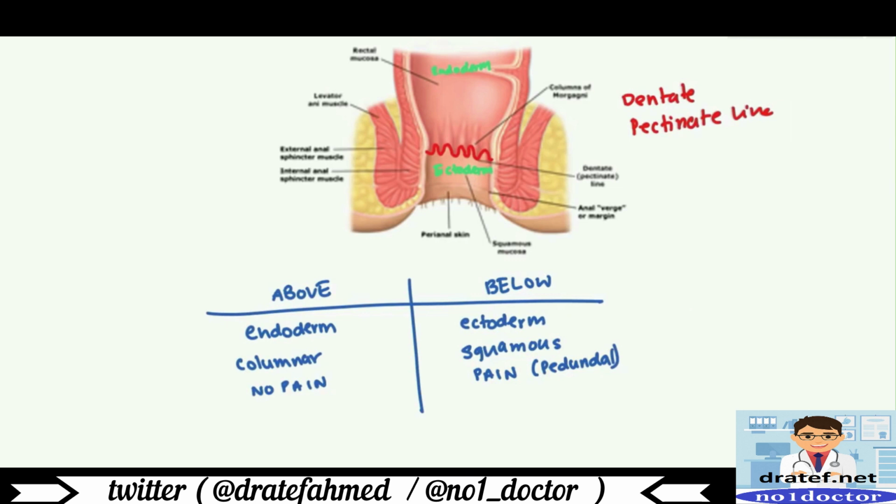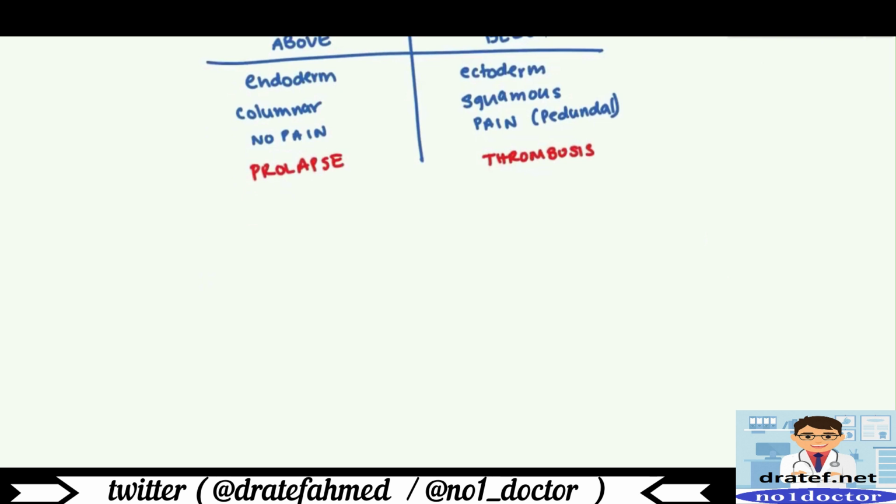When it comes to the pathology that we're going to talk about today with hemorrhoids, one key feature is that hemorrhoids above the pectinate line oftentimes result in prolapse, whereas hemorrhoids below the pectinate line result in thrombosis. And since we've already jumped the gun here, hemorrhoids above the pectinate line are also known as internal hemorrhoids, and below the pectinate line are called external hemorrhoids. So that's kind of a premonition of what we're going to talk about later.